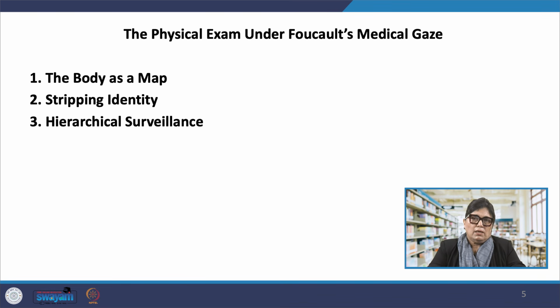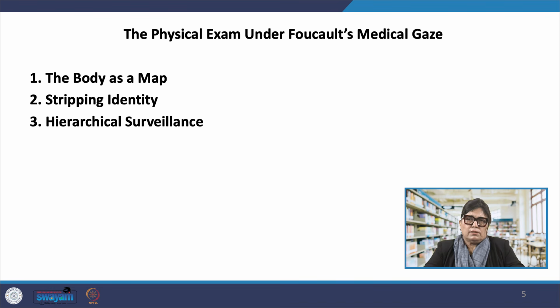Stripping identity. The architectural and social staging of the exam, the sterile room, the paper gown, and the examination table, functions to isolate the body. The person's social identity is temporarily removed so they can be processed as a clinical specimen.